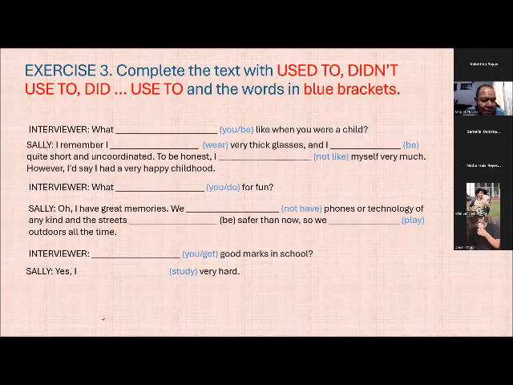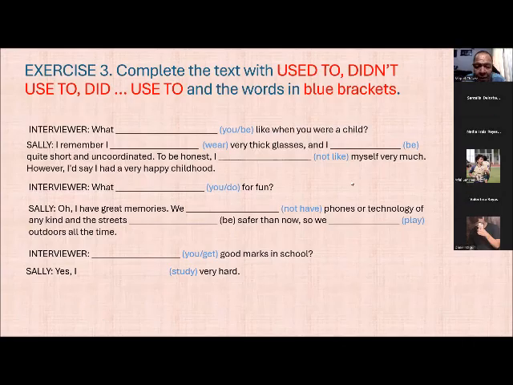Valentina, you are going to be Sally, and Daniel, you are going to be the interviewer. You can start, please. What did you used to be like when you were a child? I remember I used to wear very thick glasses and I used to be quiet, quite short and uncoordinated. To be honest, I didn't used to like myself very much. However, I'd say I had a very happy childhood.